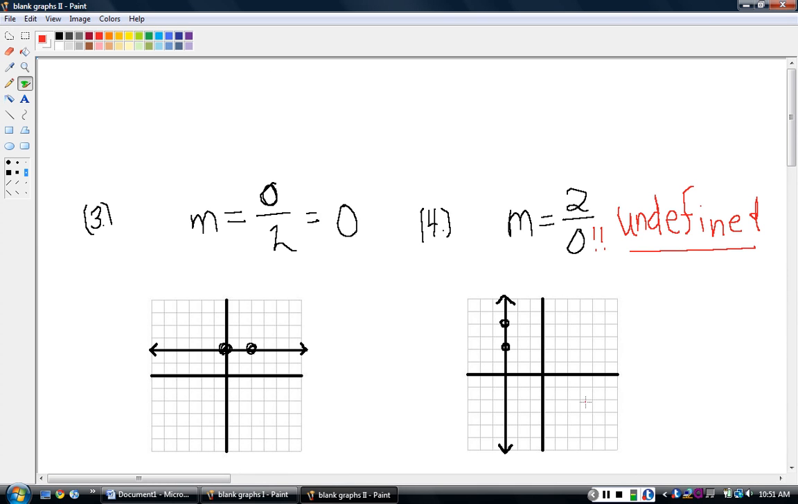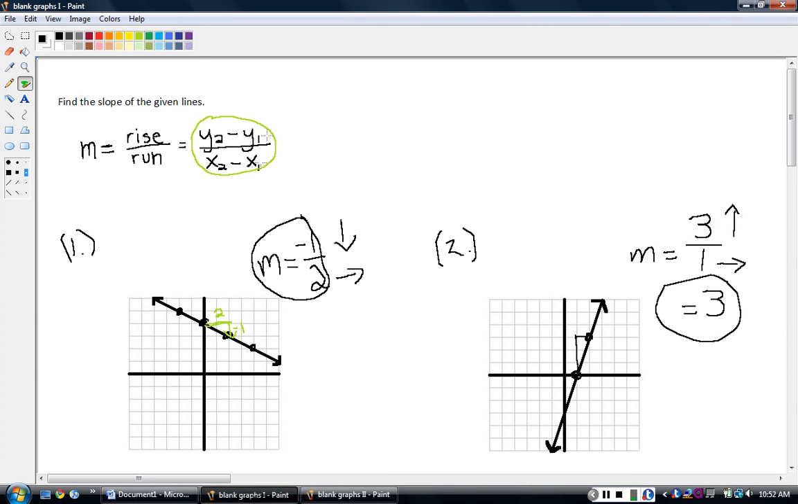Okay, in the next video we'll look at 2 points and then use that formula. We'll use this formula right here to find the slope given 2 points.